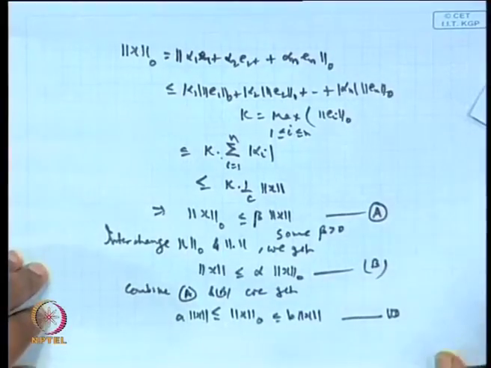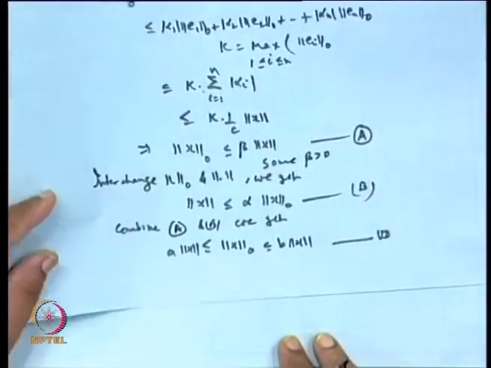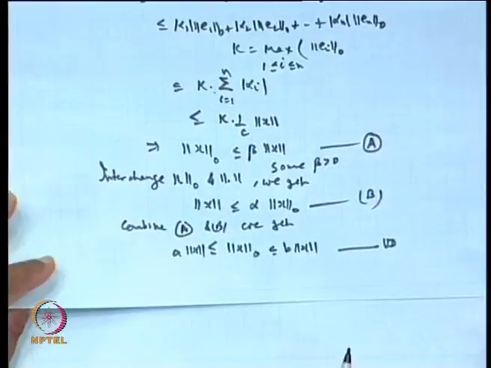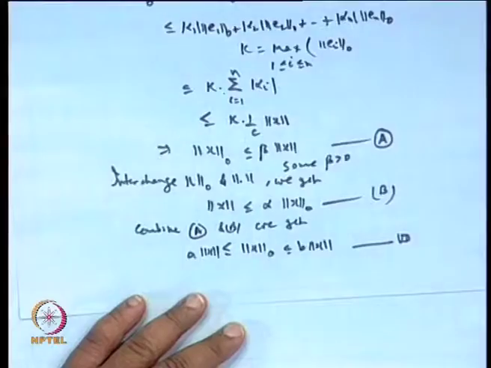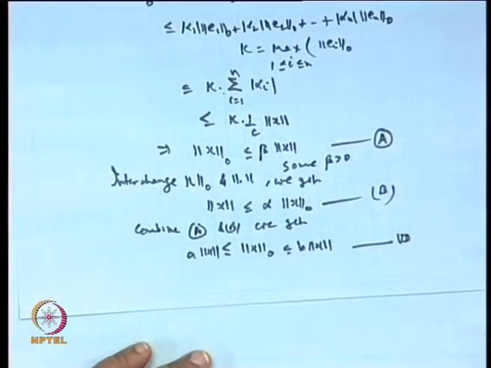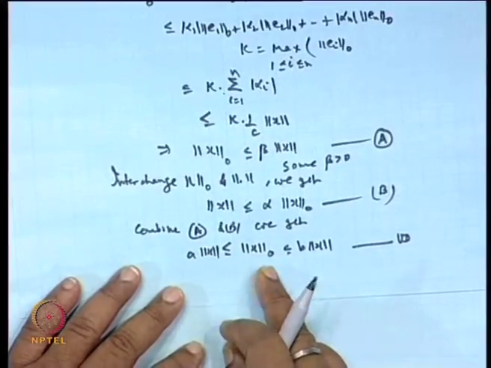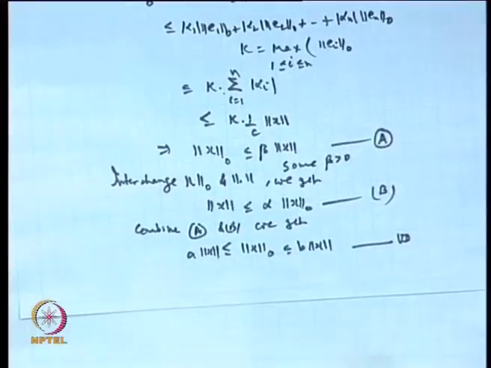So any two norms on a finite dimensional space are equivalent norms. The advantage of this result is that in the case of a finite dimensional space, we need not bother about the kinds of norm, because they give the same topology. The topology generated by any norm, whether it is norm zero or norm x, will be the same. What is the topology, in fact?